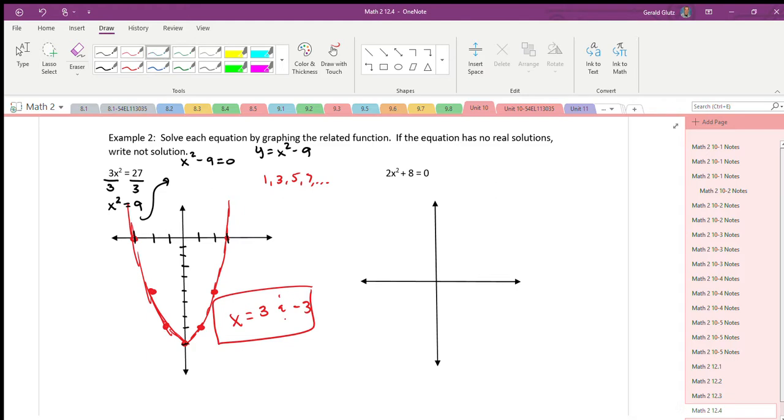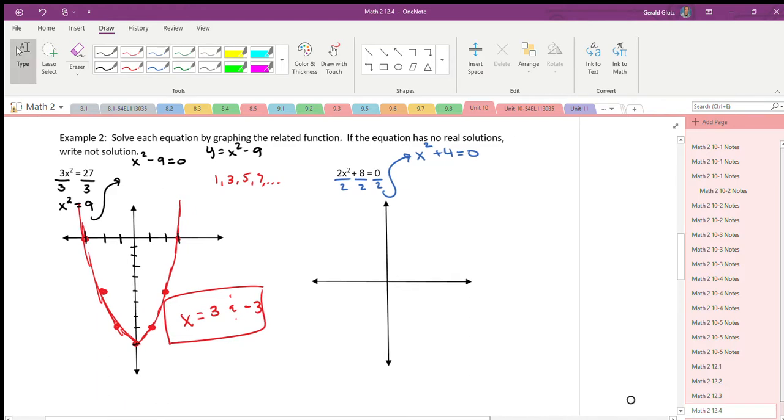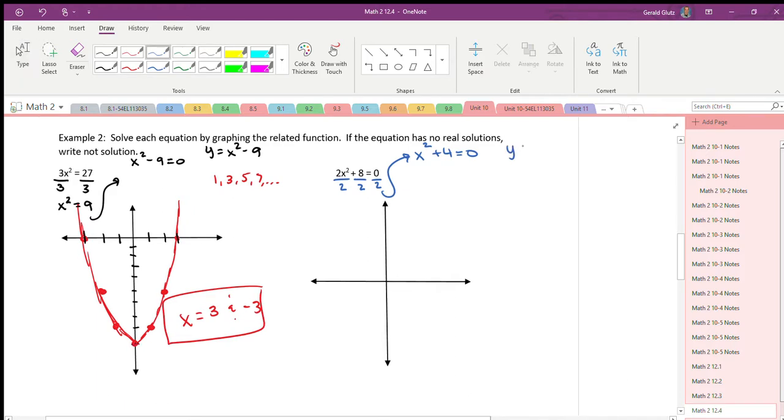And then the next example, we could divide both sides by 2, or divide everything by 2. So I get x squared plus 4 equals 0. If I wanted to graph this, I could say y is equal to x squared plus 4.